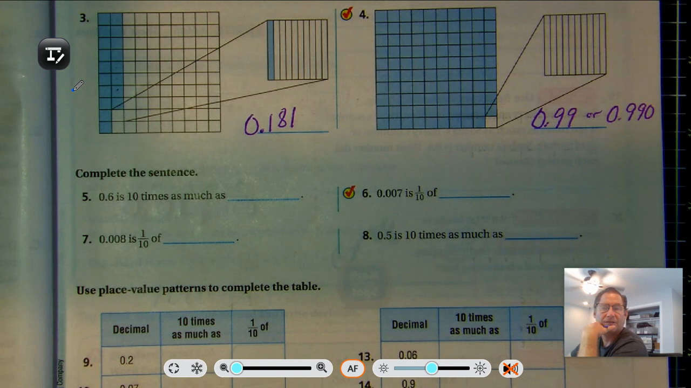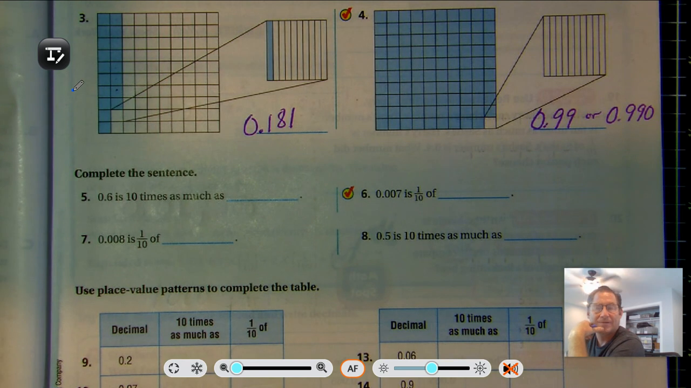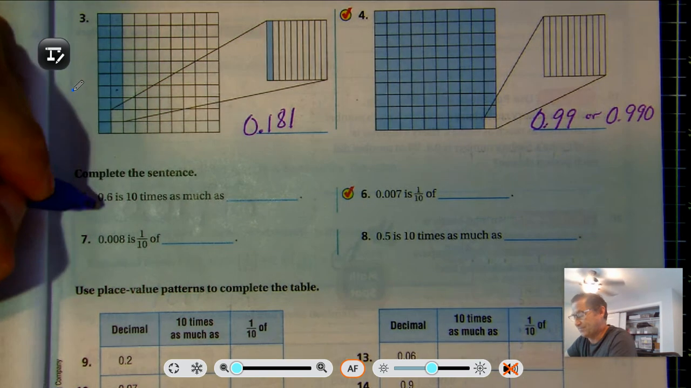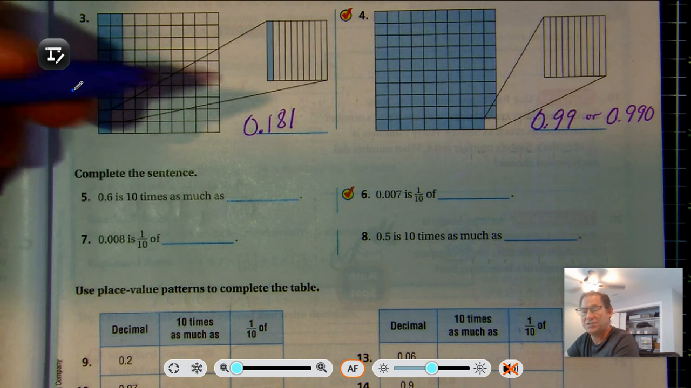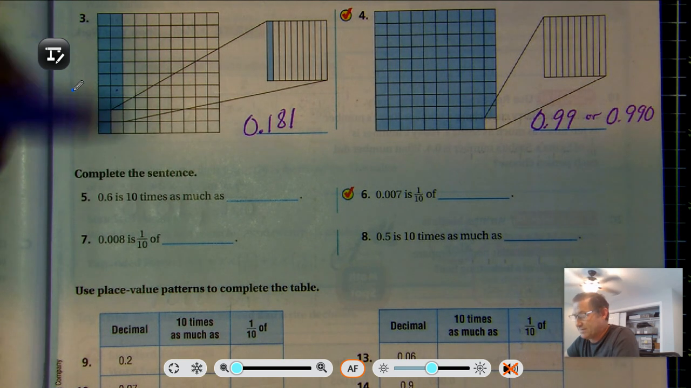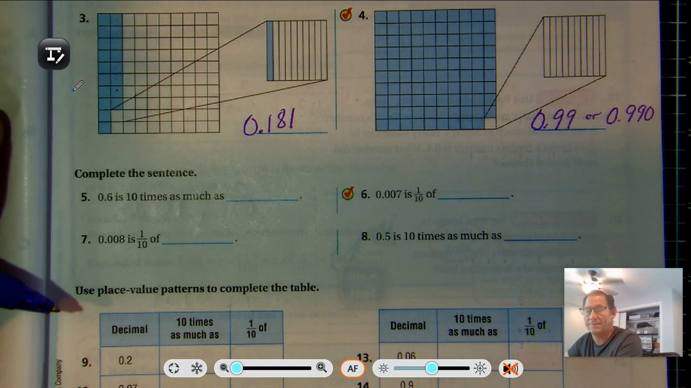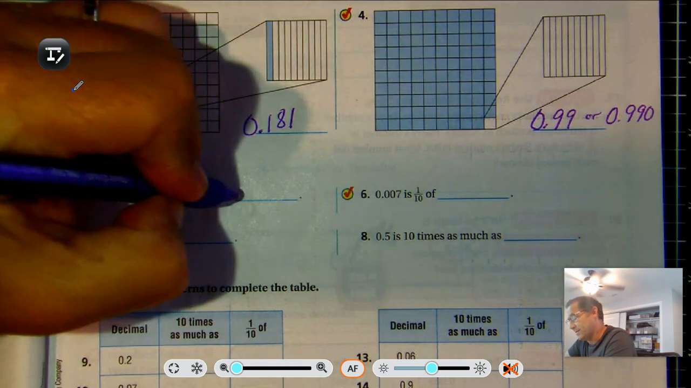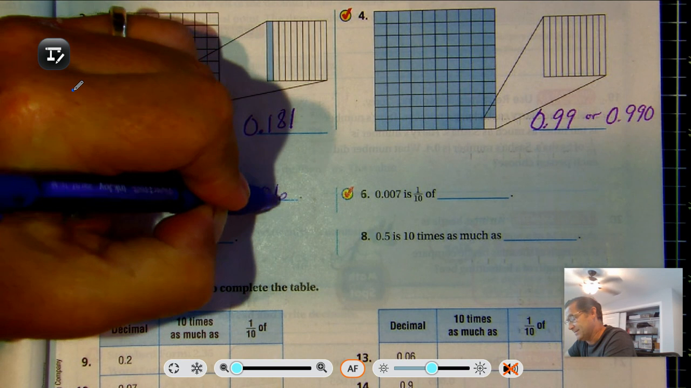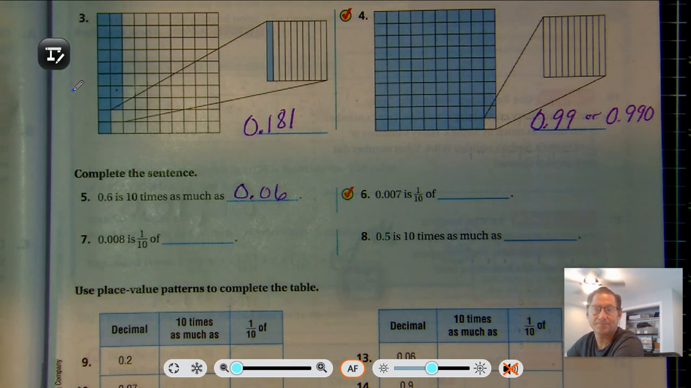All right, so now let's complete this sentence. 6/10 is 10 times as much as. So that means they're saying that the 6/10 is bigger than what? 10 times bigger than what? Well, it's 10 times bigger than 0.6.